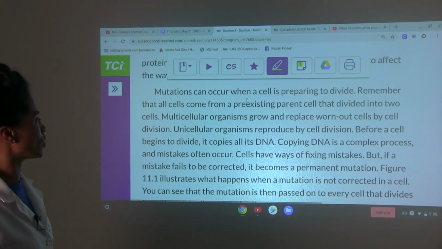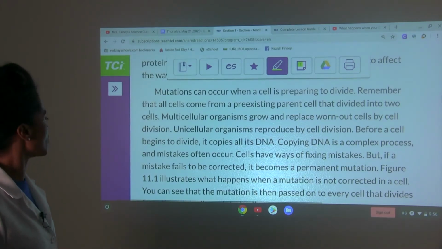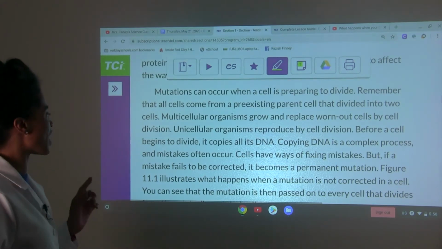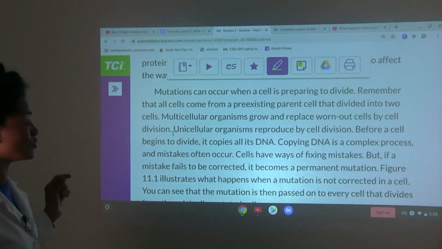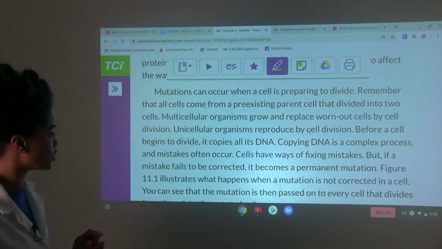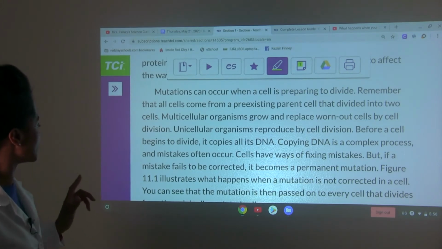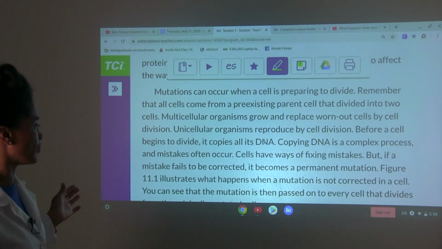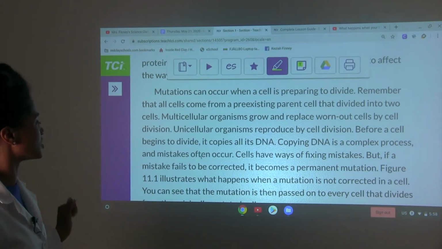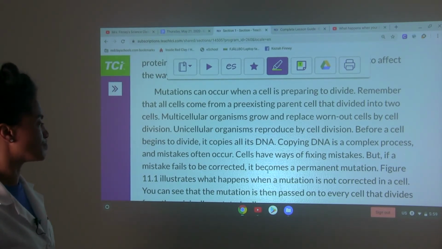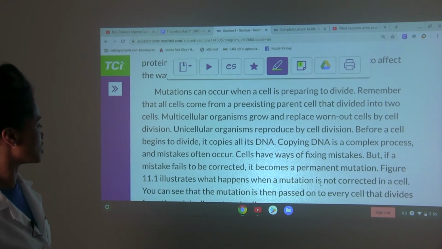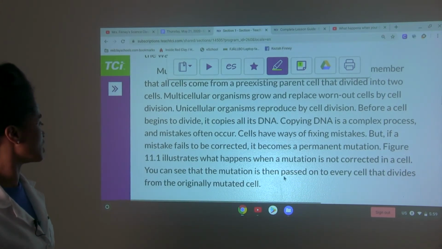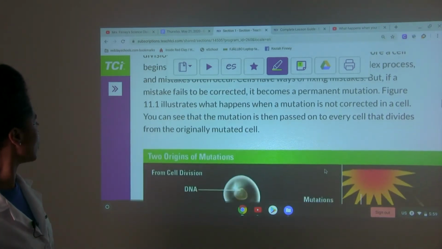Here it says mutations can occur when a cell is preparing to divide. Remember that all cells come from a pre-existing parent cell that divided into two cells. Multicellular organisms grow and replace worn-out cells by cell division. Unicellular organisms reproduce by cell division. Before a cell begins to divide, it copies all its DNA. Copying DNA is a complex process and mistakes often occur. Cells have ways of fixing mistakes. But if a mistake fails to be corrected, it becomes a permanent mutation. Figure 11.1 illustrates what happens when a mutation is not corrected in a cell. You can see that the mutation is then passed on to every cell that divides from the originally mutated cell.